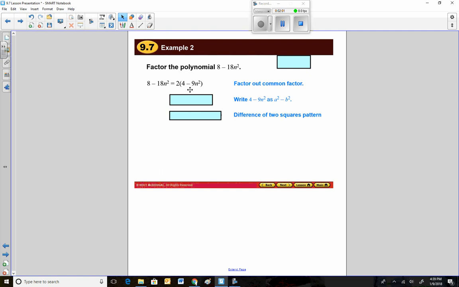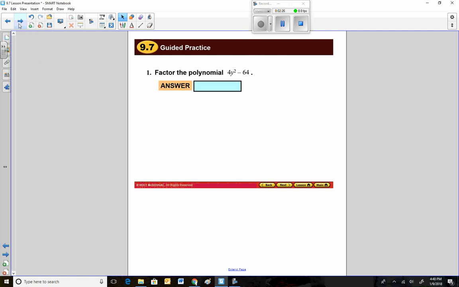My next check is to see, oh wait, this is a difference of two perfect squares. So square root of 4 is 2. Square root of 9 is 3. So I go ahead and do, here we go, 2 times 2 plus 3n, 2 minus 3n. There's your 2, there's your 3n, that's where I'm getting these. All right. Try this one on your own.